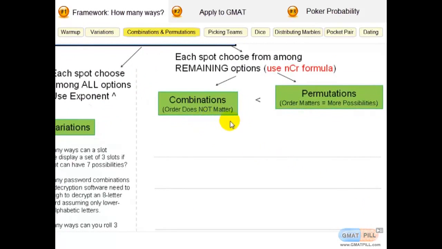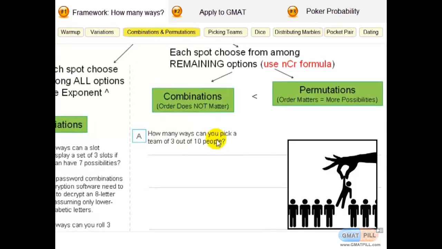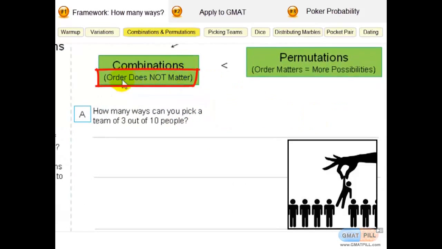What about combinations and permutations? This is when you use the nCr formula. So one example is how many ways can you pick a team of 3 out of 10? You're picking out of a pool of people, and when you pick that first person, you have fewer people to choose from in the remaining rounds. So this is when order does not matter.